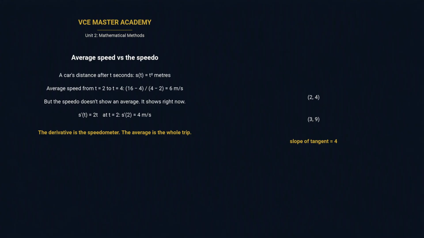But now look down at the speedo. The speedo doesn't care about your average for the trip. It shows how fast you are going right now, at this instant. And that is exactly a derivative.